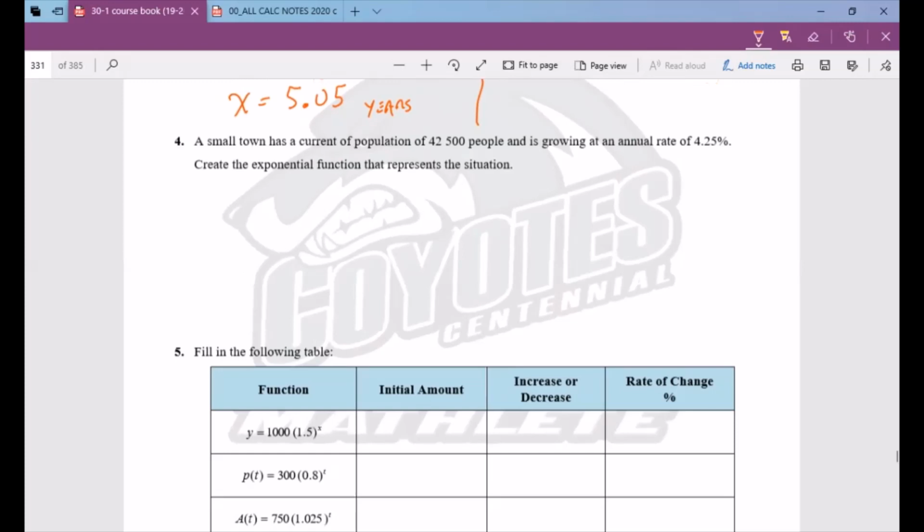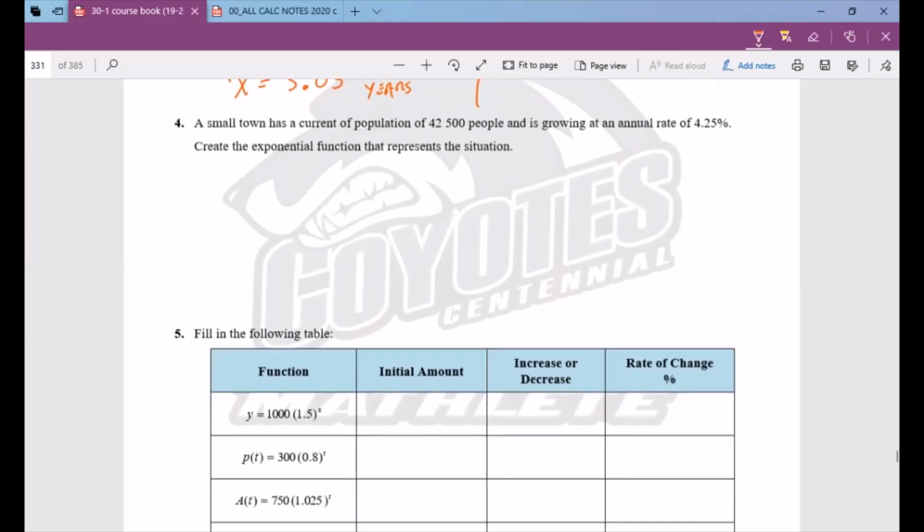Question number 4. When we're talking about percentage growth or percentage decay, this will often be expressed as a percentage rate of 4.25% in this case. As a decimal, this is 0.0425.